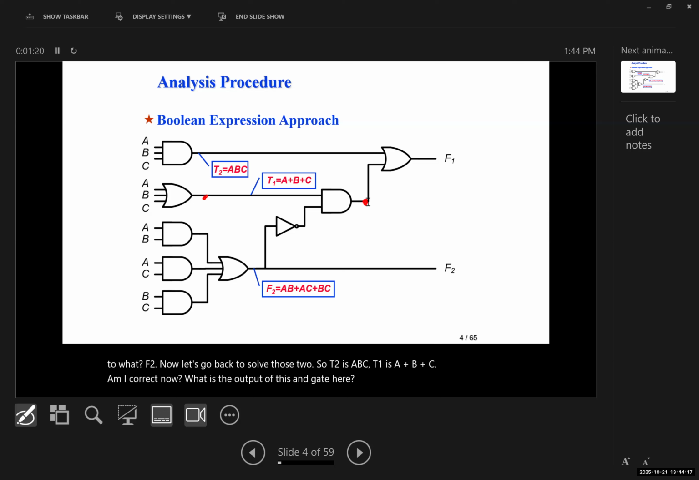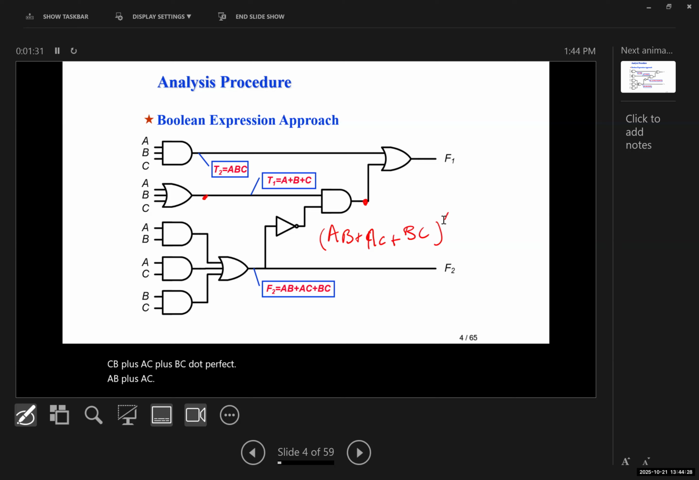AB plus AC plus BC not. Perfect. AB plus AC plus BC, all of that going through the NOT. And with what? A plus B plus C.